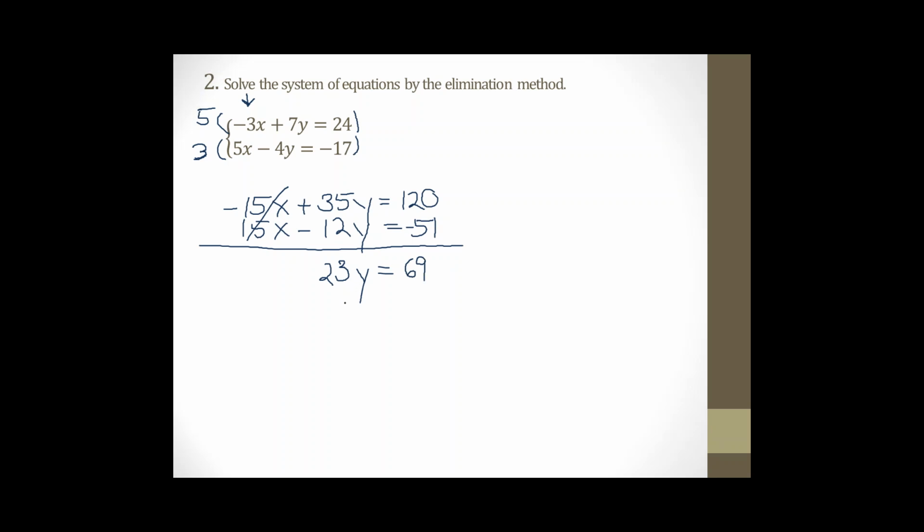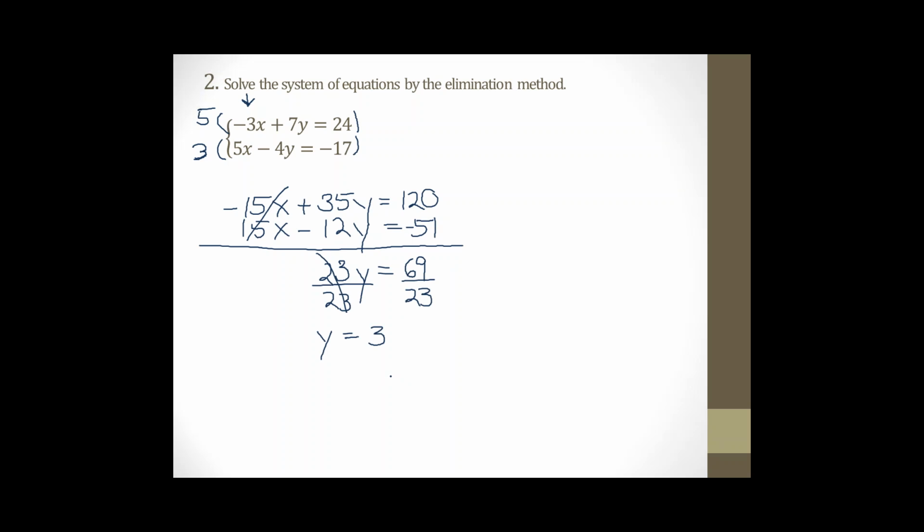Now the last step, to get y by itself, we would have to divide by 23 on both sides. And I know you guys did this already. So what is 69 divided by 23? 3. Nice. Okay, I don't have to do nothing today. That's awesome. So we found our first value, which is y.